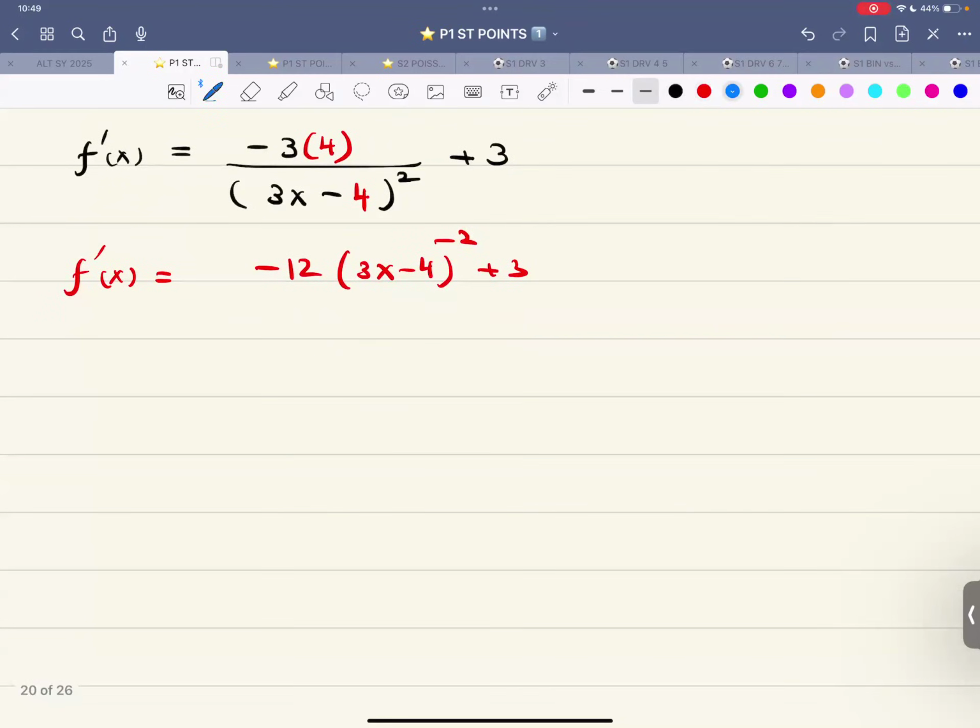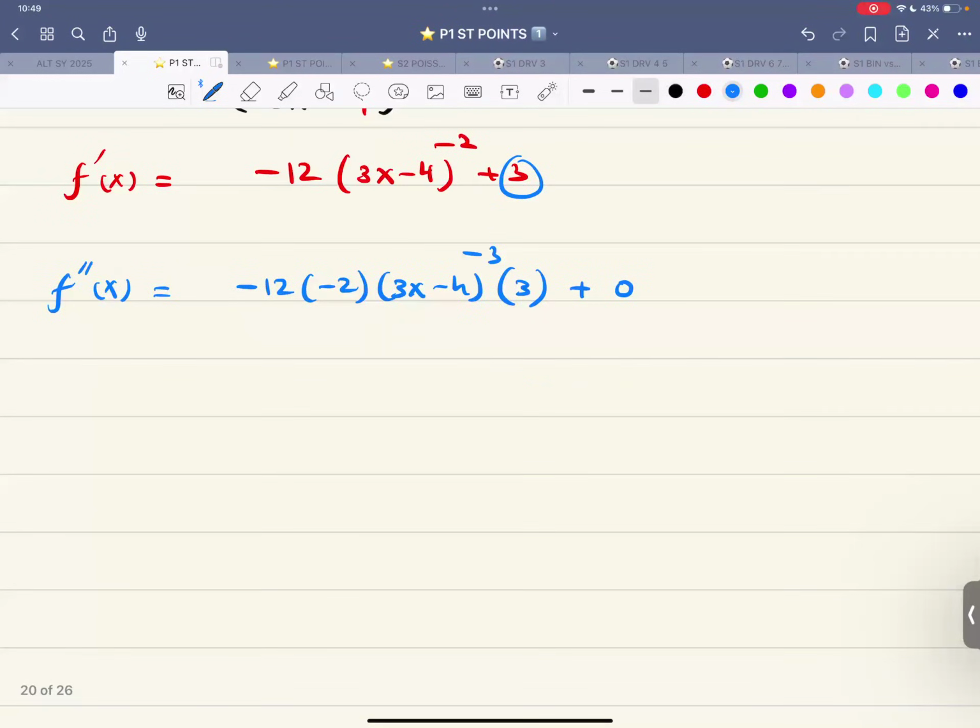Now let me evaluate f double prime x. F double prime x, that is negative 12, negative 2, 3x minus 4, power reduces by 1. Derivative of bracket is this, and derivative of this 3 is this 0.